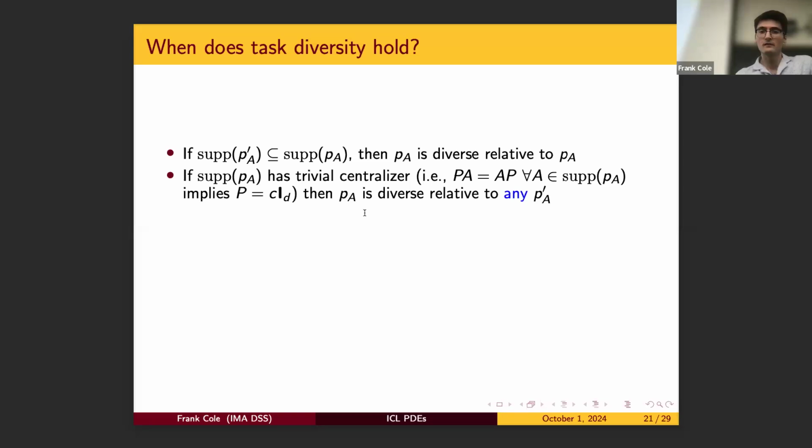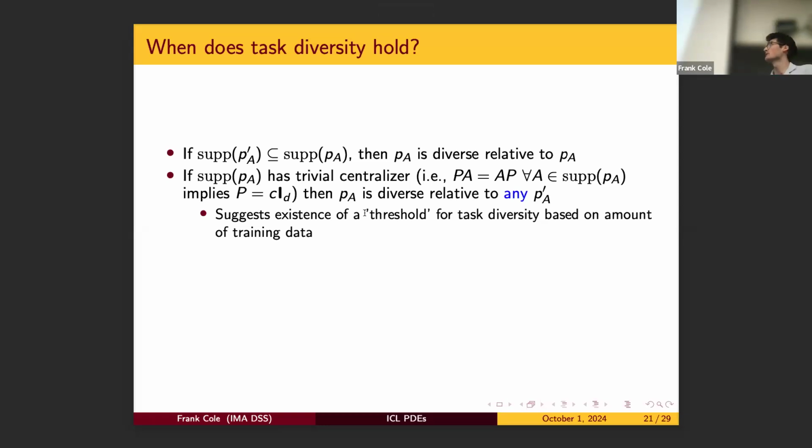So there's one condition that says if the support of the pre-training task distribution has a trivial centralizer, meaning that any matrix P commuting with all tasks has to be a scalar, then you have this absolute diversity, in the sense that the pre-training distribution will be diverse basically no matter how far you shift the distribution at inference. That seems pretty powerful, and it matches some empirical studies that have suggested a threshold or a phase transition for out-of-distribution generalization in terms of the number of tasks.